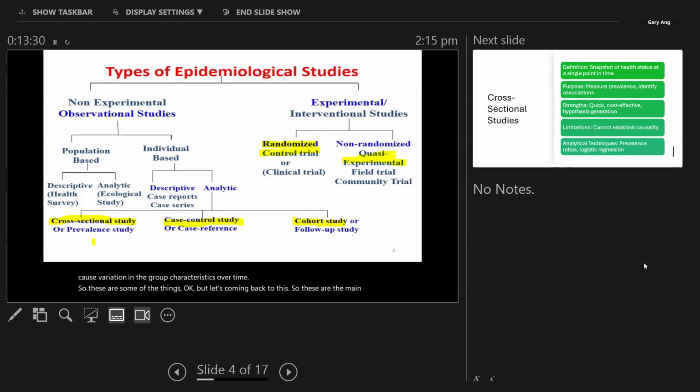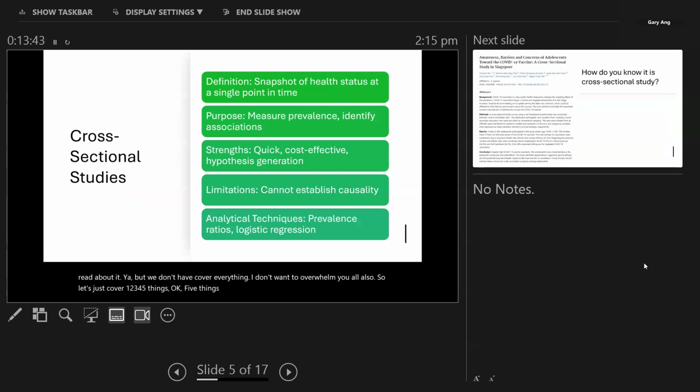The ones in yellow are the ones that I'll cover today. The rest are not so common, but you can read about them. But we don't have to cover everything. I don't want to overwhelm you all. So let's just cover five things. First, let's start with cross-sectional studies.